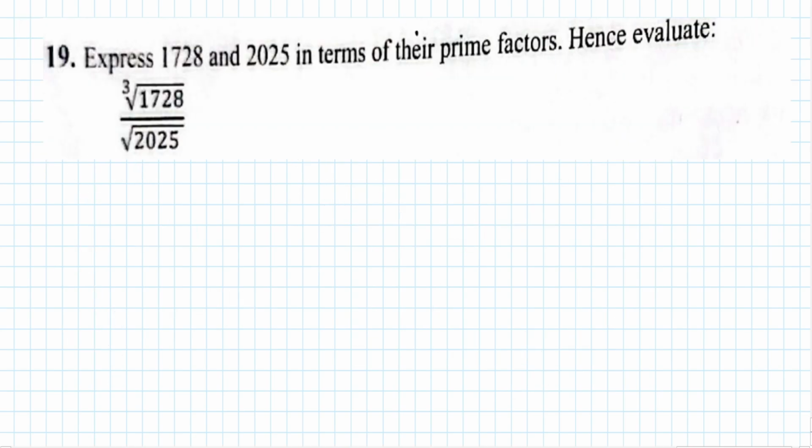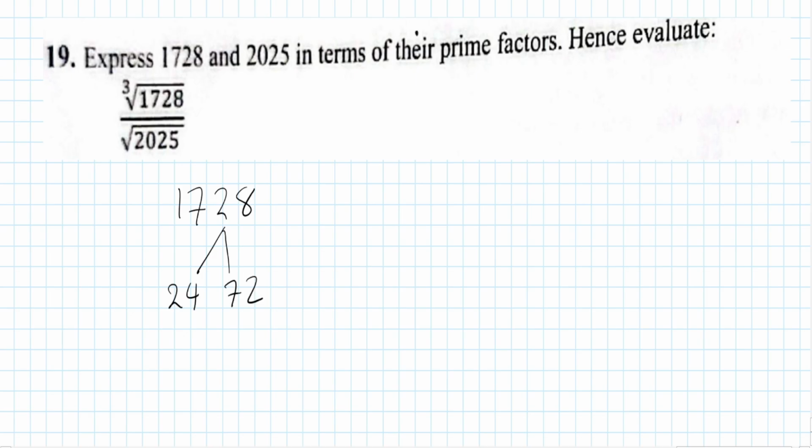Now express 1728 and 2025 in terms of their prime factors, hence evaluate the cube root of 1728 over the square root of 2025. Now let's look at the prime factors of 1728. I divide by 24, it becomes easy. If I divide 1728 by 24, obviously it's going to give you 24 and 72.